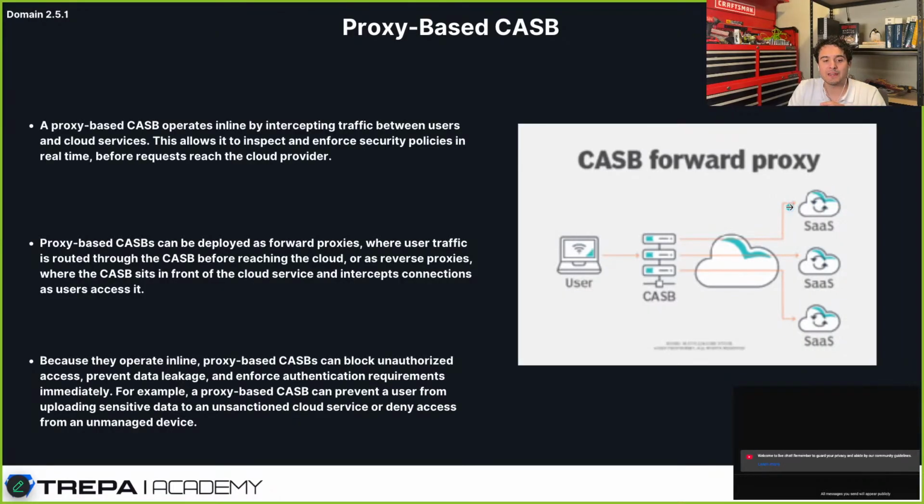Okay, and then a proxy-based CASB. So this is that inline CASB. It makes a little bit more sense, I feel like, when we teach this. Maybe I should switch these slides around. But a proxy-based CASB kind of acts like that proxy server.